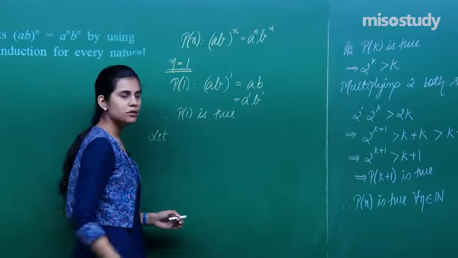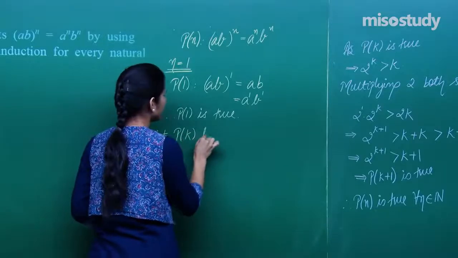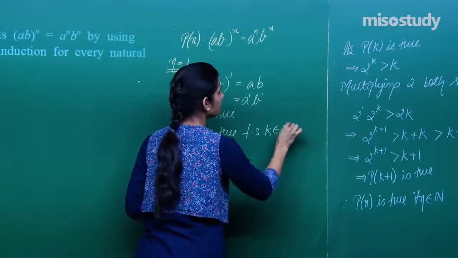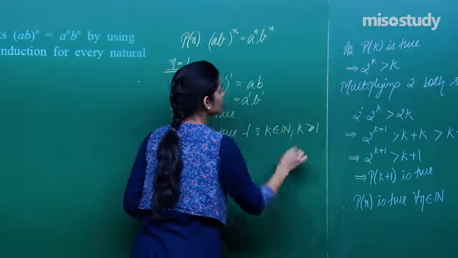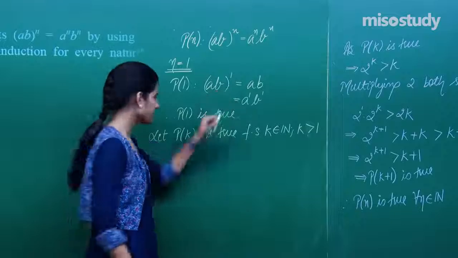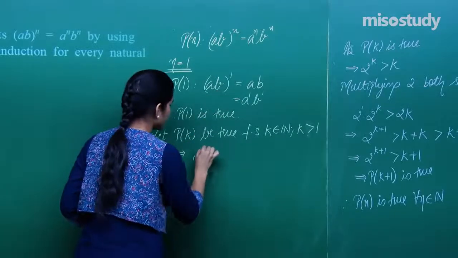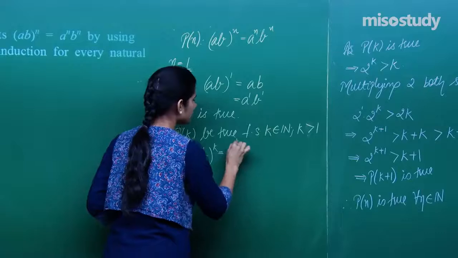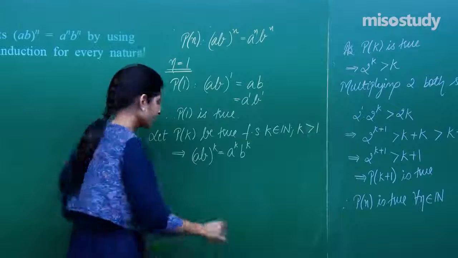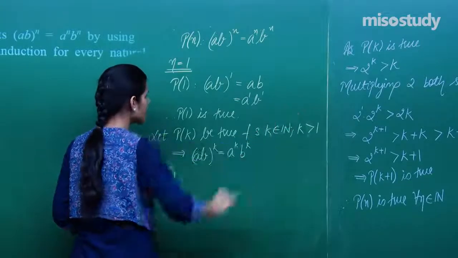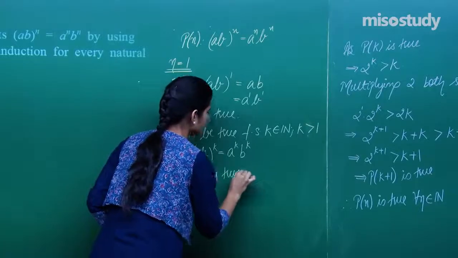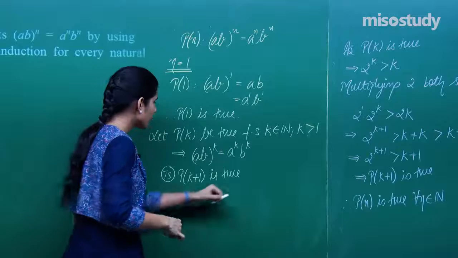Assume Pn is true for n equals k. Let Pk be true for some natural number k, k greater than or equal to 1, or strictly greater than 1 you can take, because for 1 we have already proved it to be true. If Pk is true, that means (ab) whole to the power k is a to the power k, b to the power k, because Pk is true means this is holding for n equals k. If this is true, I need to show Pk plus 1 is true.